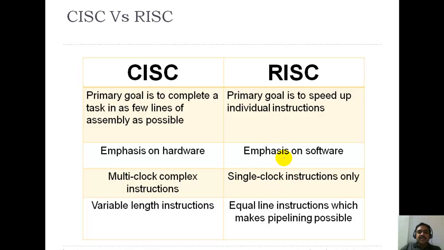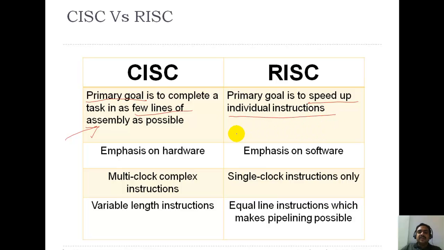Now if you take other differences between CISC and RISC, as I told you, complex operations can be performed in one single instruction. Because of that, the code size decreases. So the primary goal of CISC is to complete the task in as few lines as possible. That is the main objective, the bottom line of CISC. The primary goal is to complete the given task in as few lines of code as possible. Whereas if you take RISC, the primary goal is to speed up individual instructions.